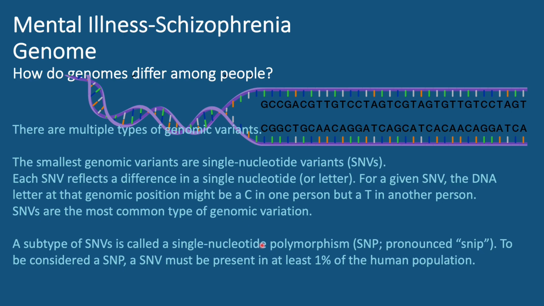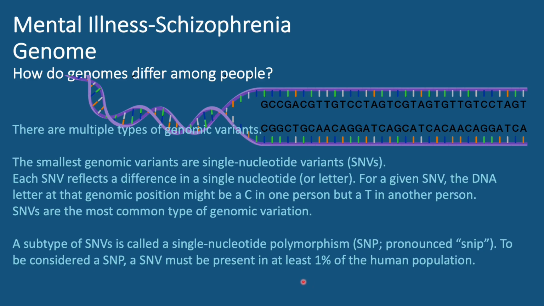Let's look together at genomic variants. The smallest genomic variants are single nucleotide variants. They are called, for short, SNVs. Each SNV reflects a difference in a single nucleotide or letter. For a given SNV, the DNA letter at that genomic position might be a C in one person and a T in another person.